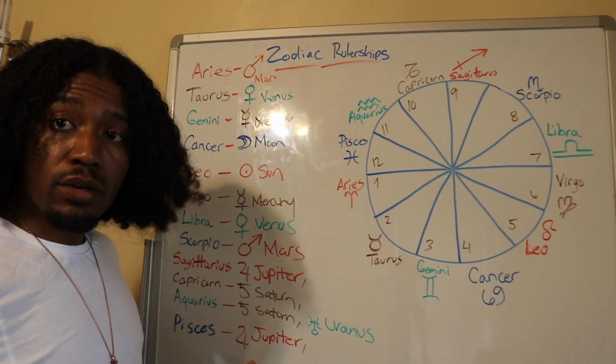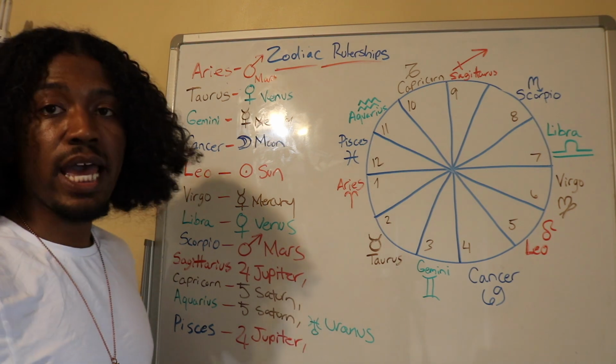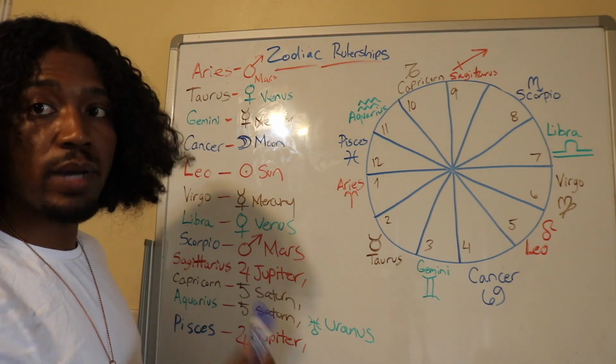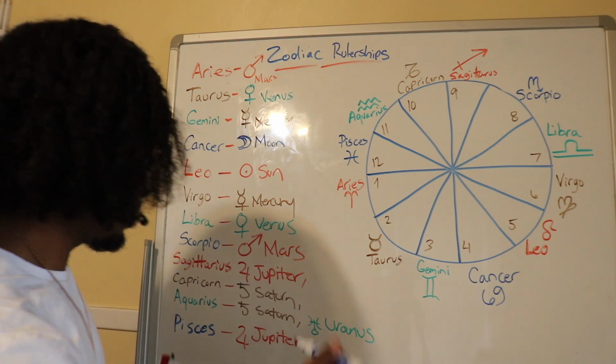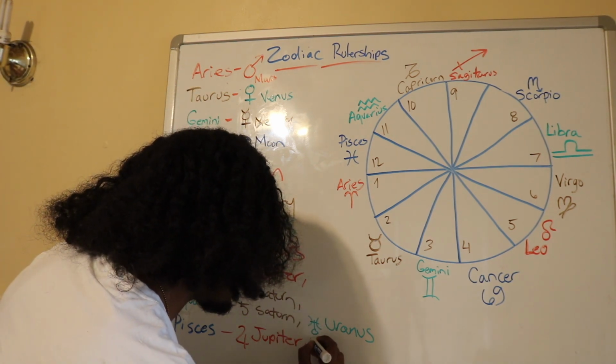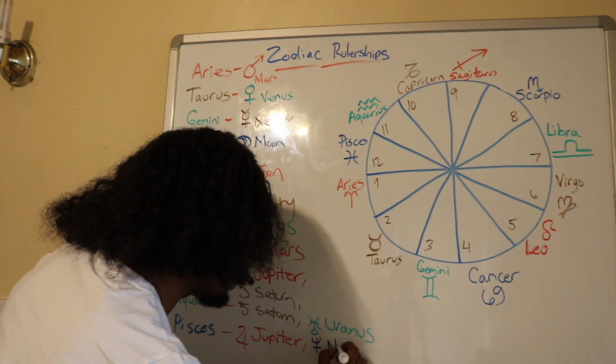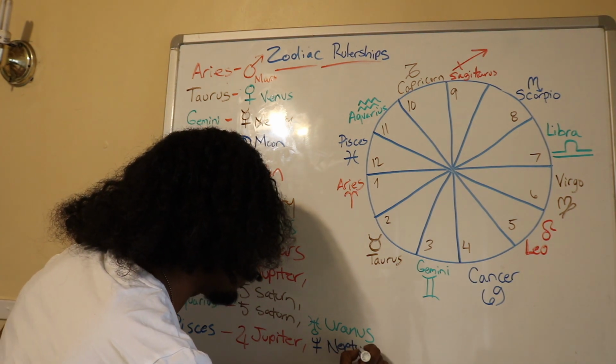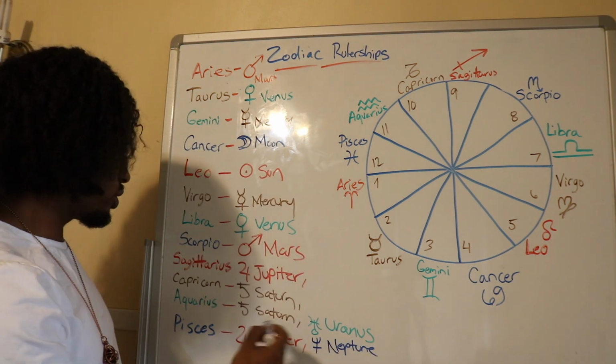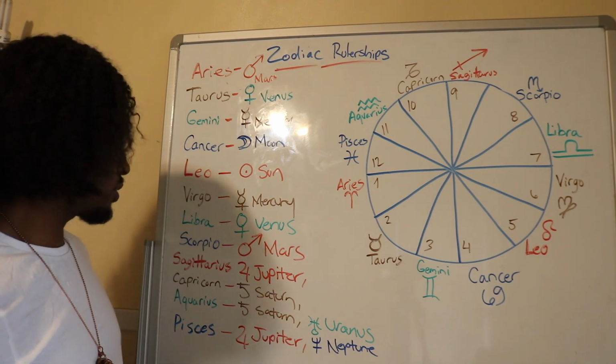Now, after that, we have Neptune. Neptune was added to co-rule over Pisces with Jupiter. So right here, this is the glyph right here, Neptune. So Neptune and Jupiter both rule over Pisces, right?